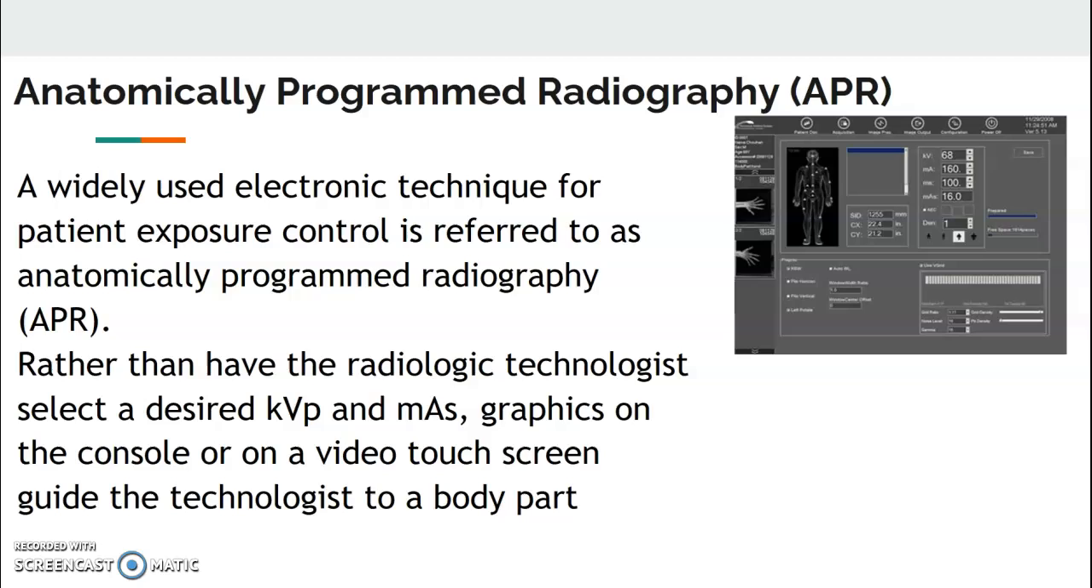APR, anatomically programmed radiography. This is one where, and I think you guys have most likely seen it at Wing when you go, instead of selecting your kVp and mAs, you click on the anatomical part to show you, and then it selects your kVp and mAs from there. And that's that one.